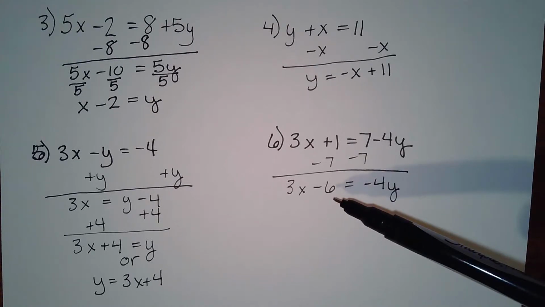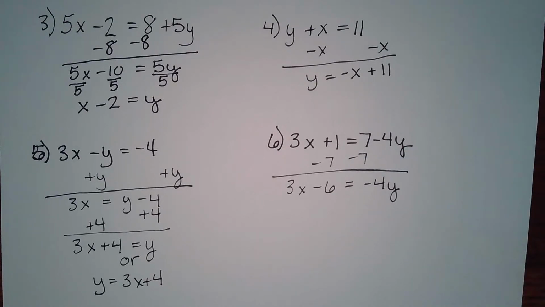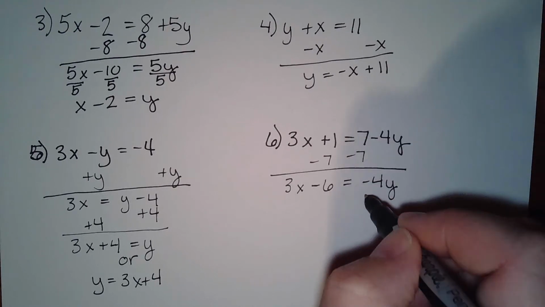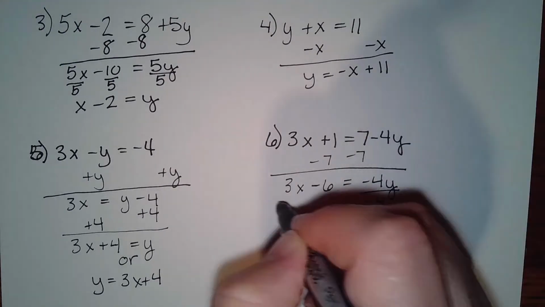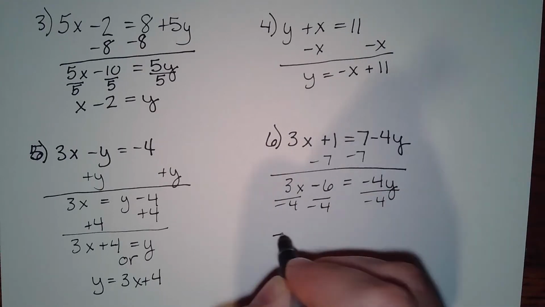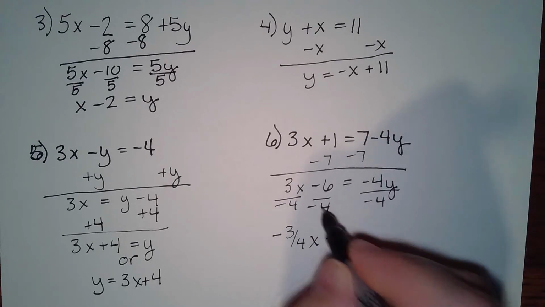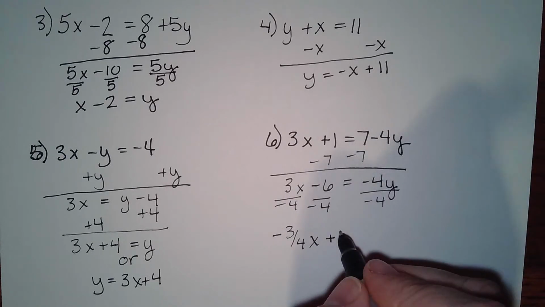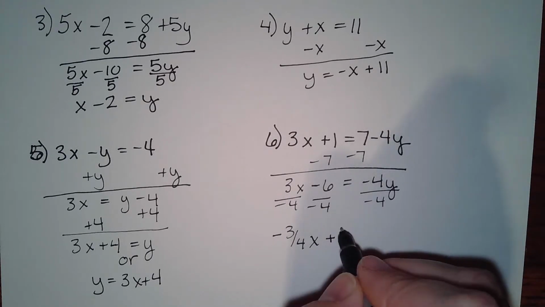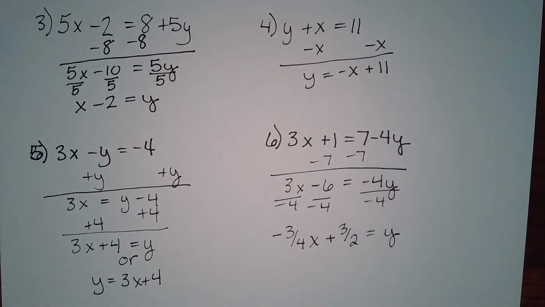I was going to have to divide anyways, so I might as well go ahead and take care of getting rid of the negative when I divide. So the last step, like I just mentioned, is going to be divide by negative 4. So I have negative 3/4 x plus, because negative over negative, go ahead and reduce your fraction. That is going to become 3/2 equals y. And you have just completed the first 6 problems.